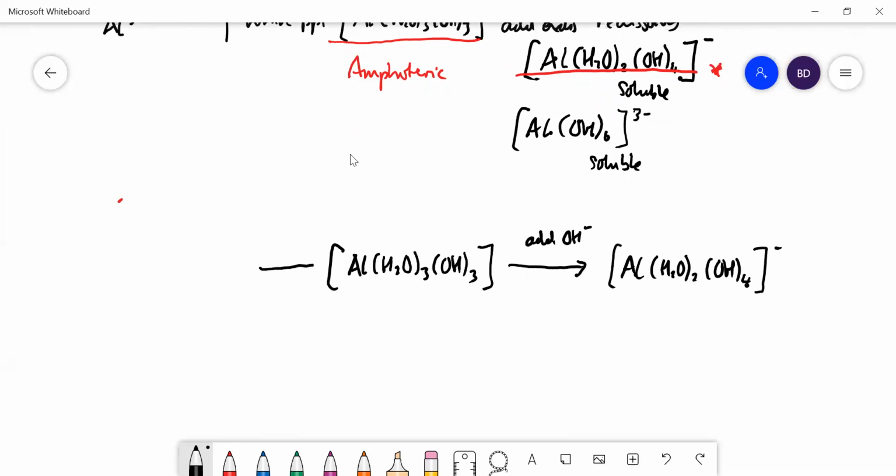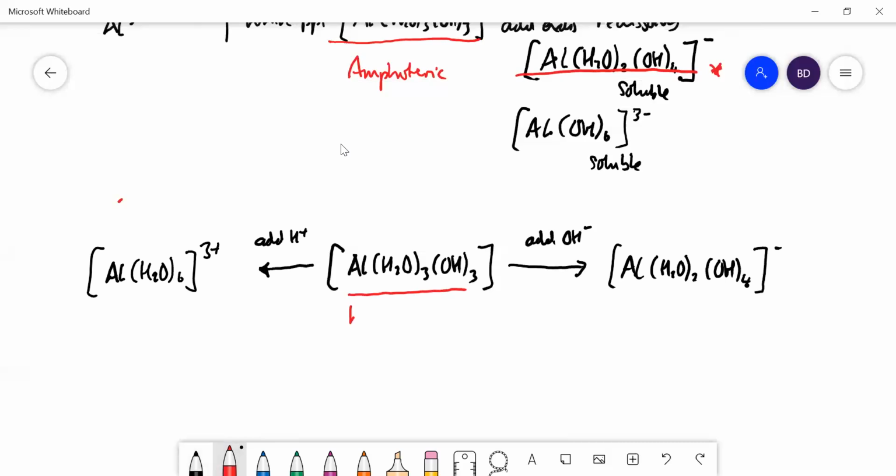If I add acid, well, you can make this reaction go backwards. You can turn it back into the hexaqua. You'd have to add 3 H+. You'd turn it back into that Al(H2O)6 3+. So this species here, if you like, is kind of like a hydrated version of aluminium hydroxide. You've probably seen aluminium hydroxide written like that. So it's just like that, but you've got some water in there as well. That has got acidic and basic properties.